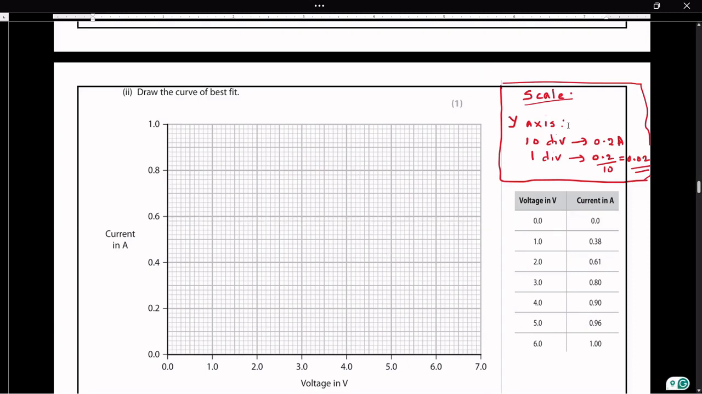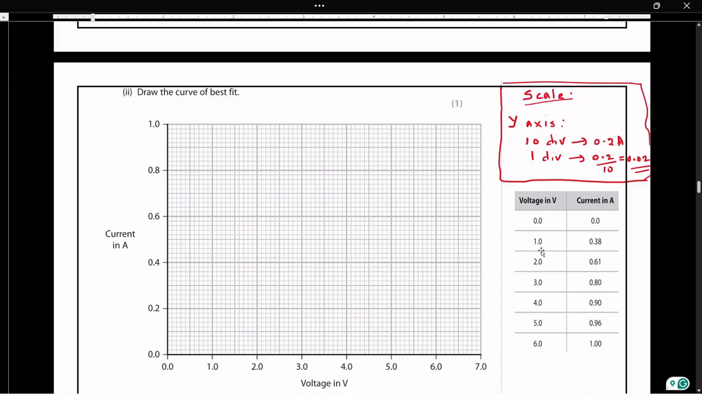Before that, to make things easy, you had better find a proper scale to enter the values. As an example, this is for the y-axis. On the y-axis, 0 to 0.2 has 10 divisions. 10 divisions correspond to 0.2 ampere. So 0.2 ampere is 10 divisions. Therefore, one division is 0.2 over 10, which is 0.02. So when you are entering the values on the y-axis, each division is 0.02.